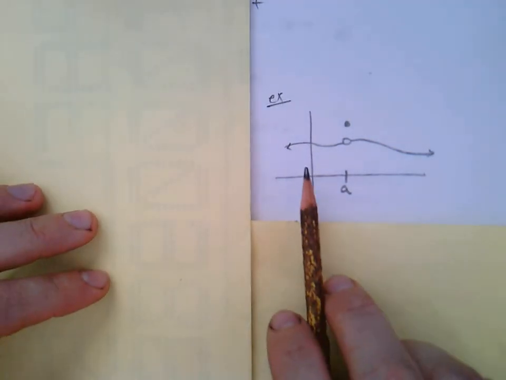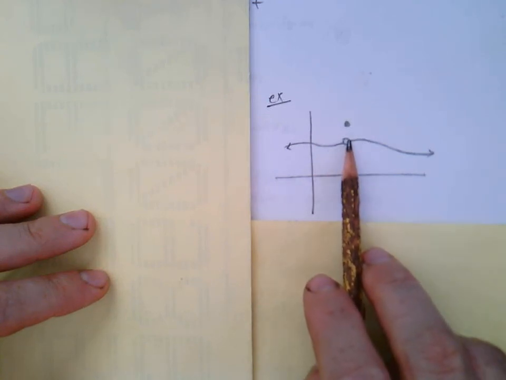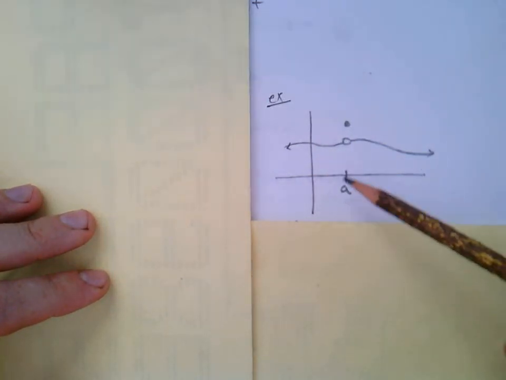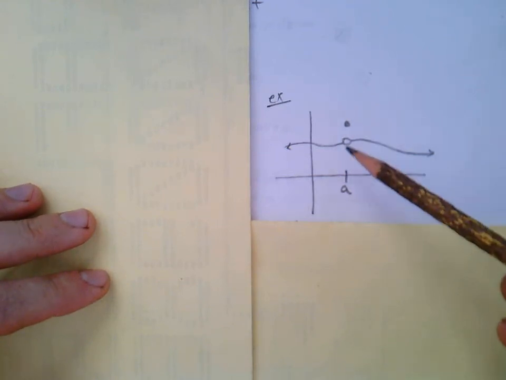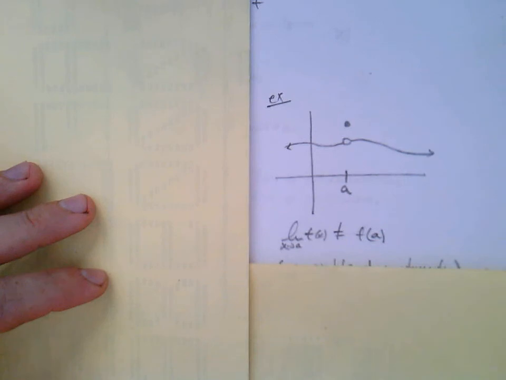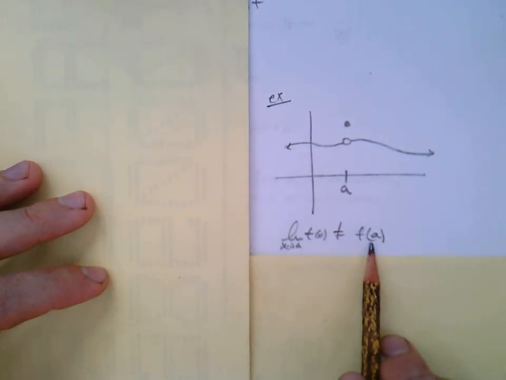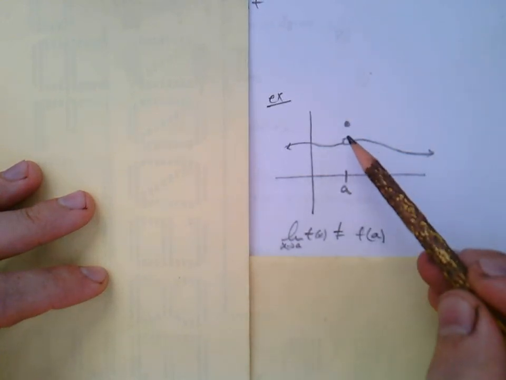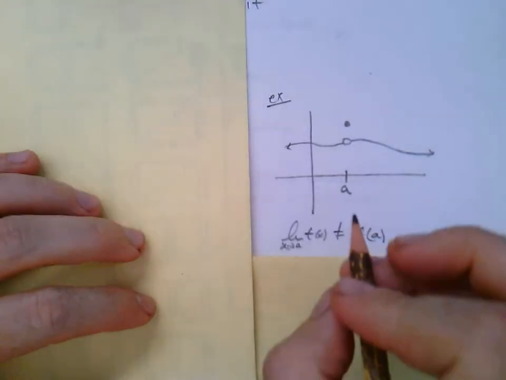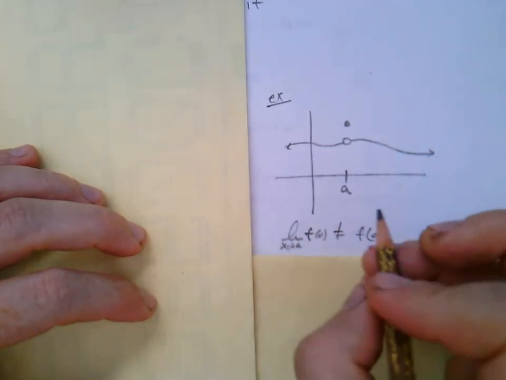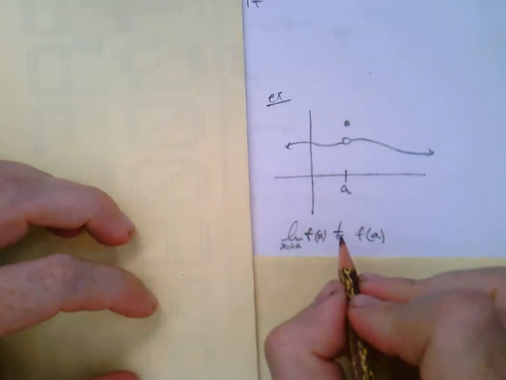Why not? Now this time the limit exists, right? Left side, right side, going to the same spot. Now the function value exists. It's up here, but the two do not equal each other. So we would get a value for the limit. We would get a value for the function at A, but they're not the same y value. So they both exist. They just don't equal each other. So you can't be continuous. You have to be equal to each other to be continuous.